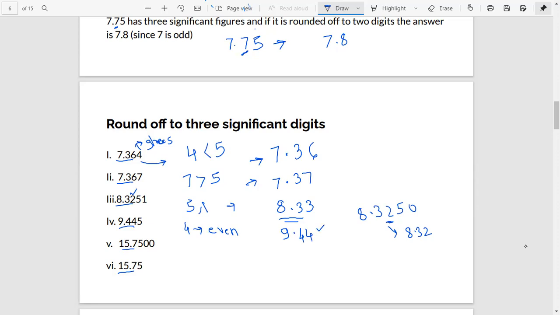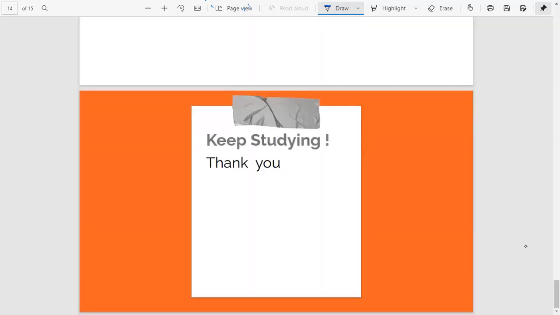Now next is 15.7500. This 5 is followed by zeros and this 7 is odd. When it is odd, we know that by rule number 4, this has to be increased. So it becomes 15.8. And similarly, this also is 15.8 because of the same reason.